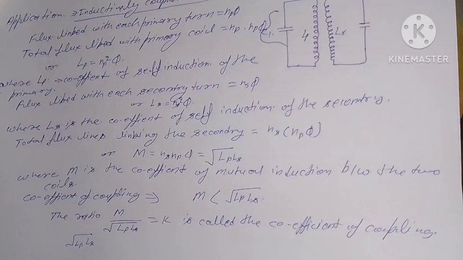In practice, some leakage of flux does take place, and M is then not equal to under root of LP LS. Okay, this is the first application of mutual coupling of electrical circuits. And the next point, energy transfer between two electrically coupled circuits.